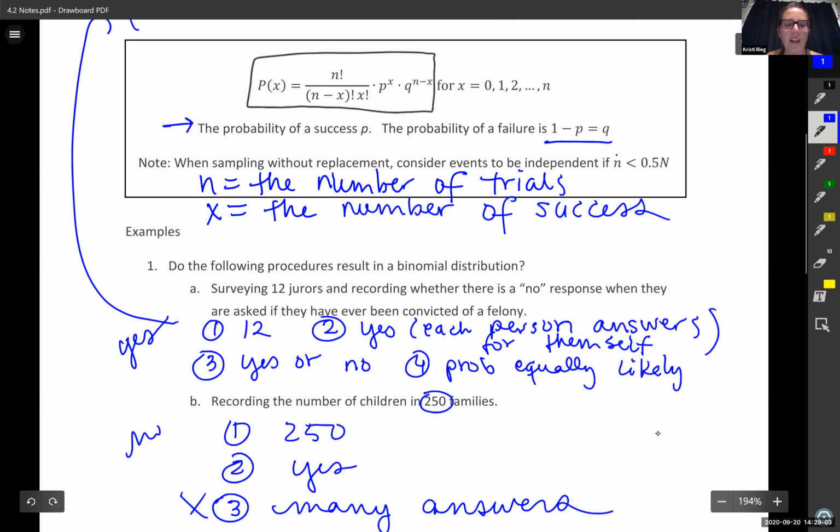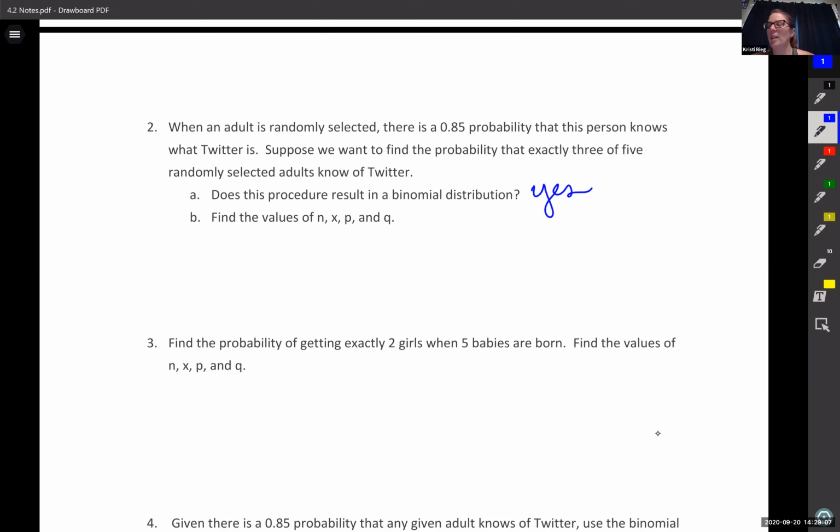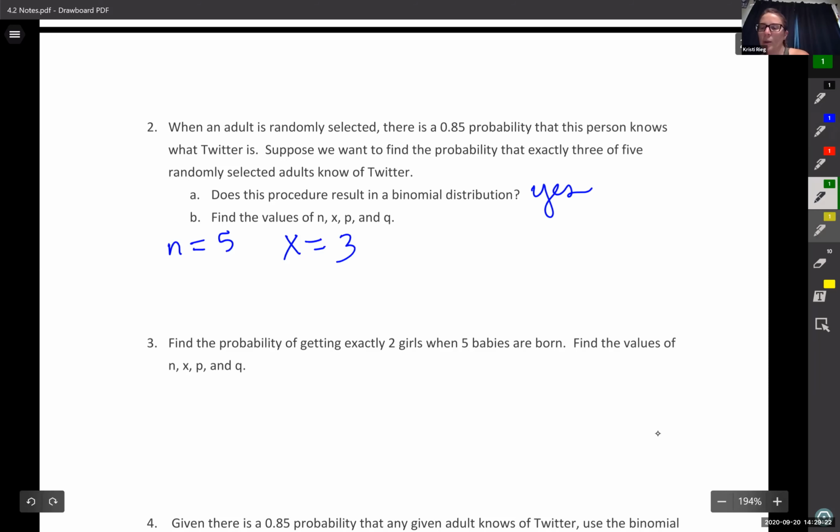All right, find the values of N, X, P, and Q. Going back to that box from before, N is the number of trials. So there's 5. X is the number of successes. In this one, success is defined as someone that knows what Twitter is. I know that for 2 reasons. 1, this gives me the probability that they know what Twitter is.